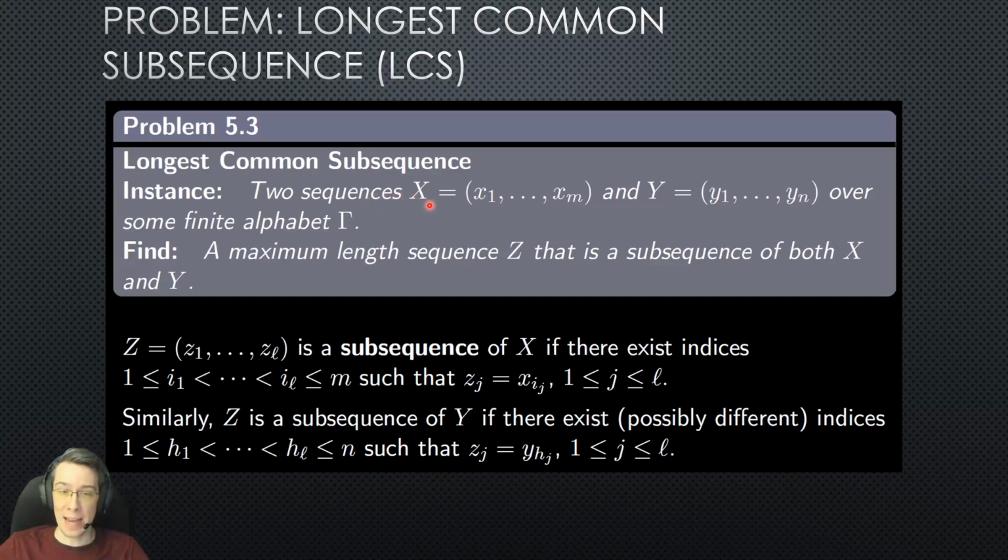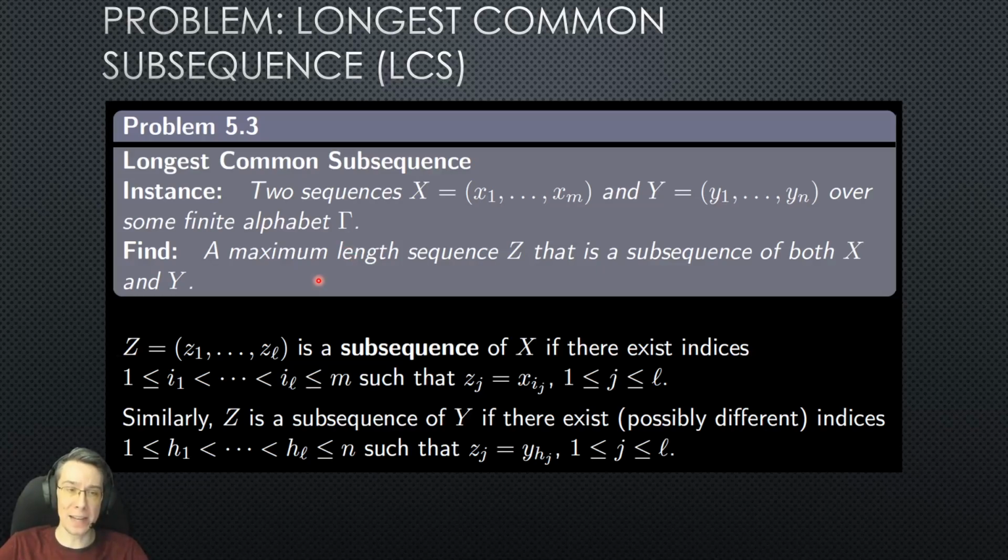So we have x, which consists of the characters x1 up to xm, and we have y, which consists of the characters y1 up to yn, over some finite alphabet gamma. So each of these characters is drawn from gamma. And we don't have a restriction on how big gamma can be, but it has to be finite. And intuitively, in most cases, you would think of gamma as being relatively small, like the English alphabet, for example.